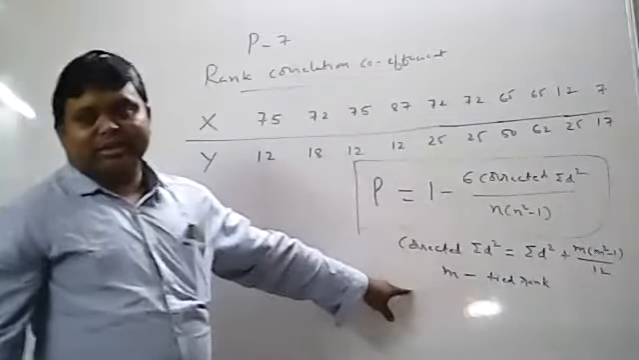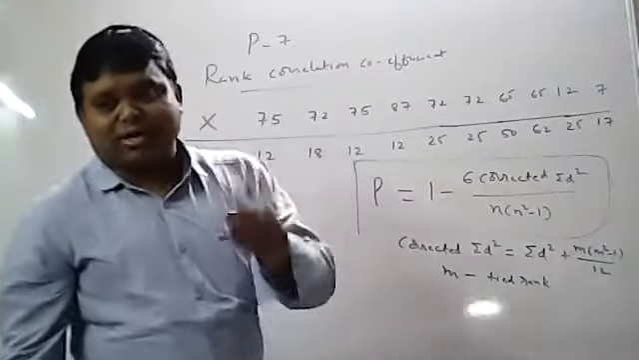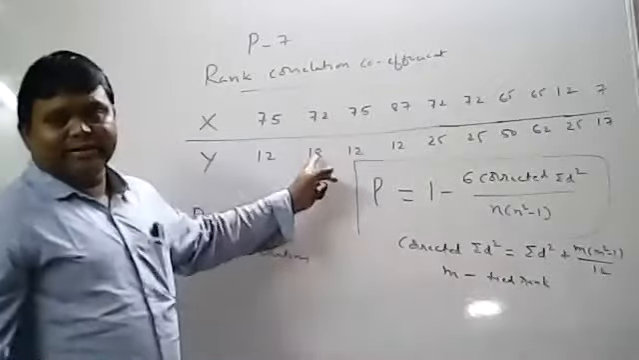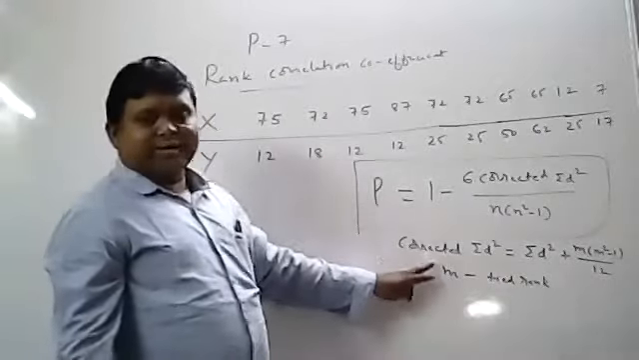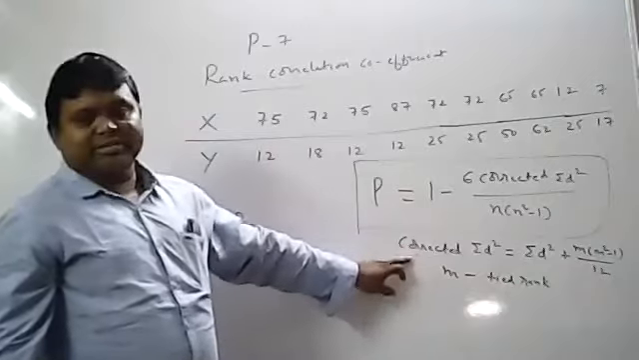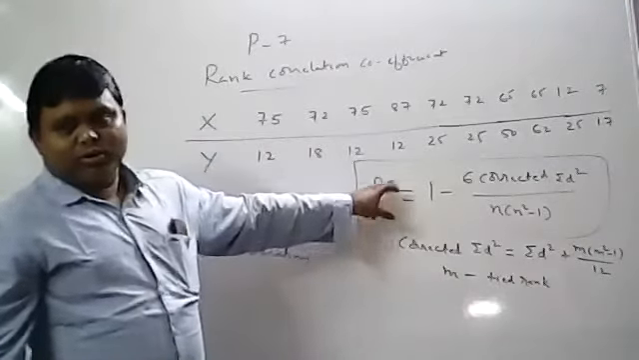M is nothing but tied rank. So that means you have to identify the M values in the X series, and in the Y series, what are the M values. After that, you can substitute in this formula. You will calculate corrected summation D square. After that, you will calculate rho. The rho value you will get.